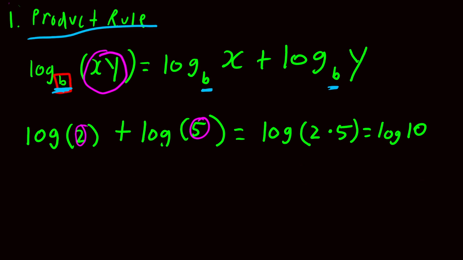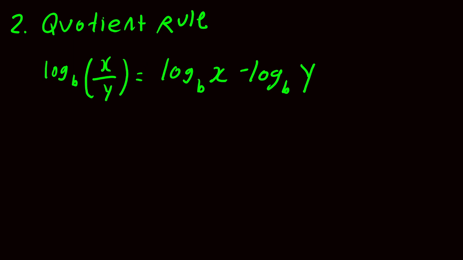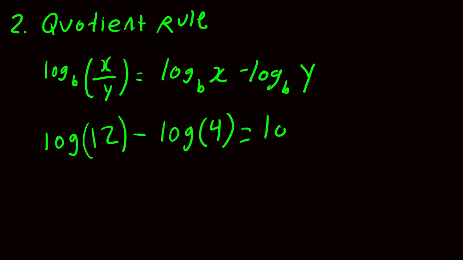Let's move on to our next rule, quotient rule. Pretty much the opposite of product rule. So this is saying if you have log base b of x over y, it's the same as log base b of x minus log base b of y. So when you subtract logs, you divide what's inside. So for example, if I have log of 12 minus log of 4, this would be log of 12 over 4, which is log of 3.